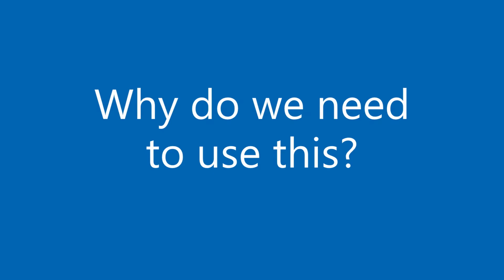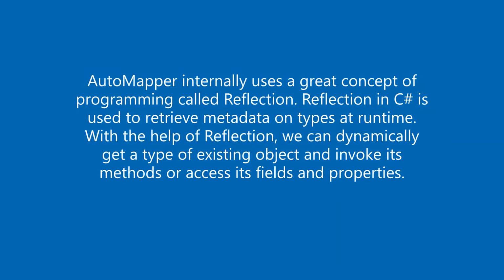So now we will know why we need to use this. When we have to map two different objects, then we will need this component AutoMapper. AutoMapper internally uses a great concept of programming called reflection. Reflection in C# is used to retrieve metadata on types at runtime. With the help of reflection, we can dynamically get a type of existing object and invoke its method or access its fields and properties.